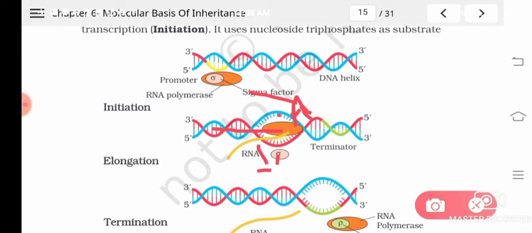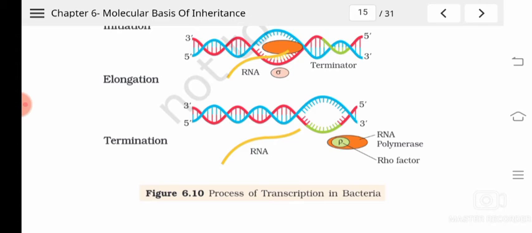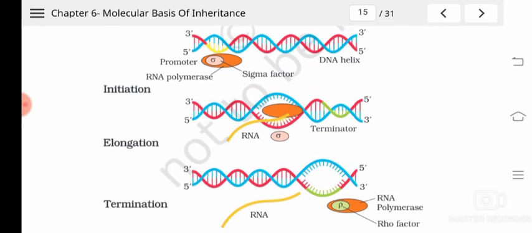Likewise, the RNA polymerase continuously adds the nucleotides, and when this RNA polymerase reaches to the terminator site, some factors, okay, called Rho factors will go and join, and the RNA polymerase will get detached, okay, and you can see the RNA will get released, and the Rho factor and the RNA polymerase also will get detached, and the process of transcription stops. Okay, so this takes place locally. This diagram is also important, it can be asked.